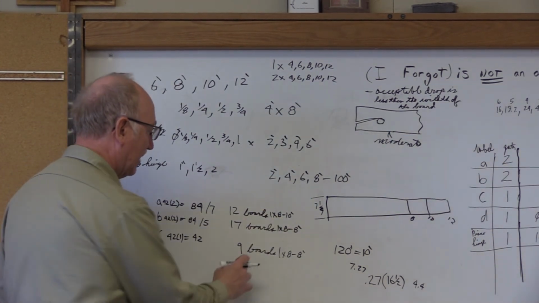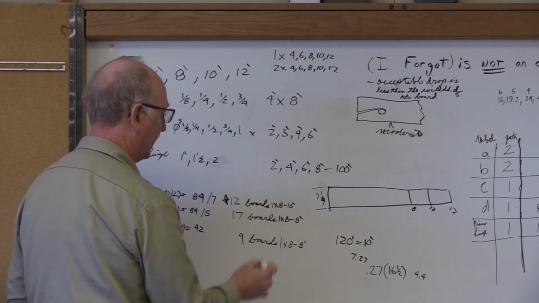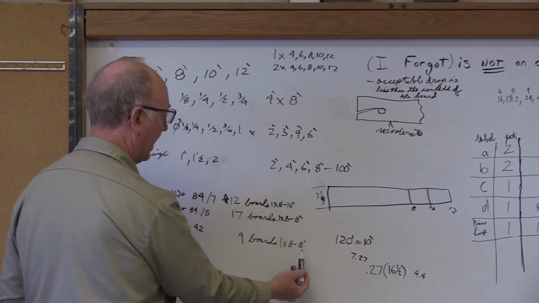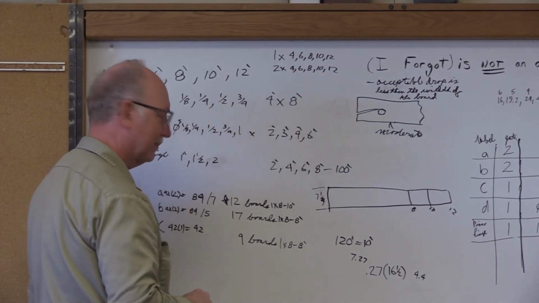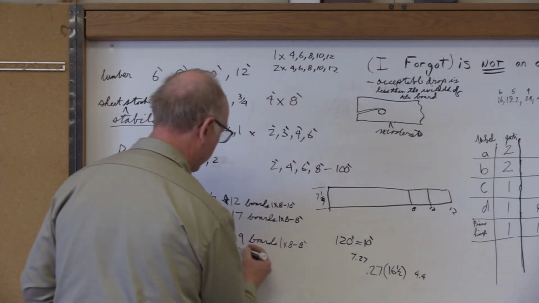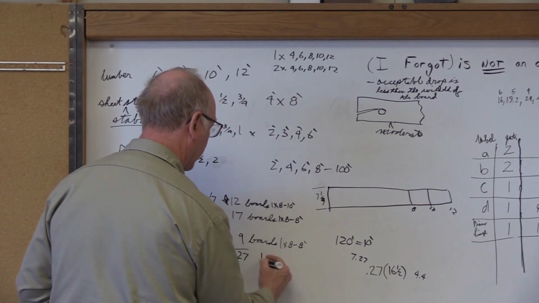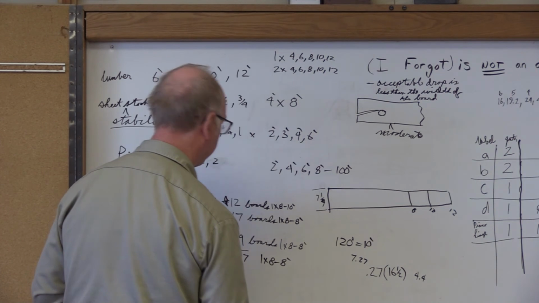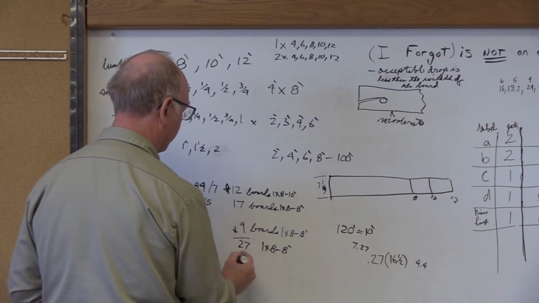So then we just add together the like boards. So this one stays the same because we only have one set of 10-foot boards. But here we have 2 sets of 8-foot boards. So 9 plus 17 is 26, right? So we got 26 1 by 8, 8-foot boards. Okay? Because we added these 2 together.